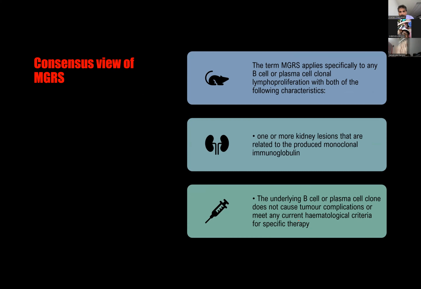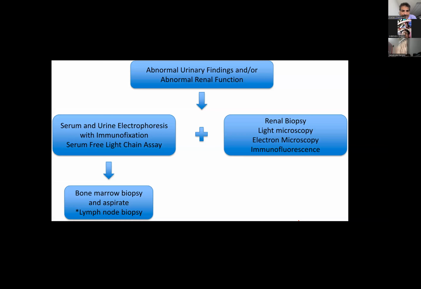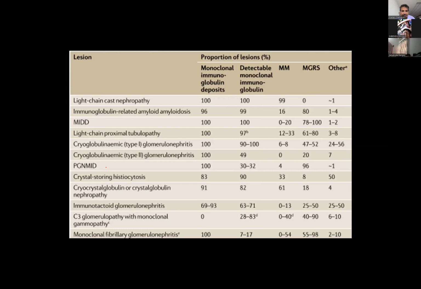It is not causing a tumor. It is not fulfilling the current criteria even for myeloma, right? This is what MGRS is. So basically abnormal urinary findings plus renal biopsy, light microscopy, electron microscopy, looking for the monoclonal protein and then looking for the clonal cells. That is where we come in, right? And these are some of the diseases, right? So it's not a single kidney disease.